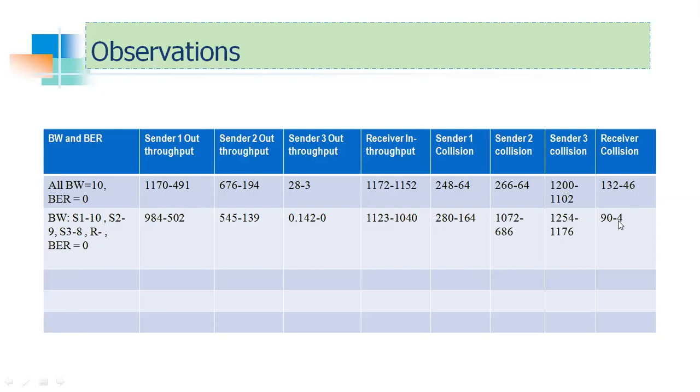Okay, so though the collision is reduced here, the throughput is drastically reduced. Okay, sorry, throughput is drastically reduced when there are multiple bandwidths at the sending side. Clear? So this is one more scenario. Now what I do is I'll create a different BER at the senders also. Then we'll see what happens.